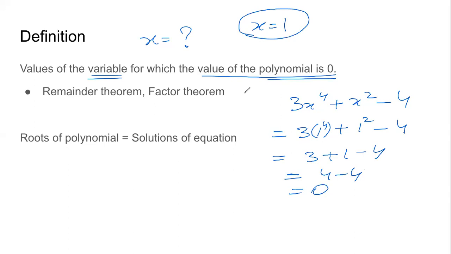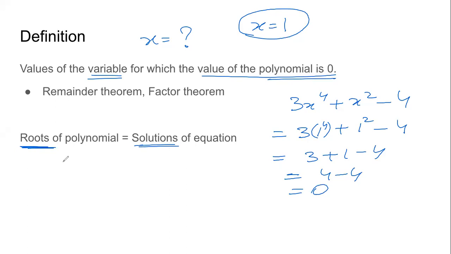And pay attention here. There is a slight difference between when we use roots and when we use the word solution. Generally, we interchange them, but that is not strictly right. When we say polynomial, we use roots. When we say equation, then we say solution.